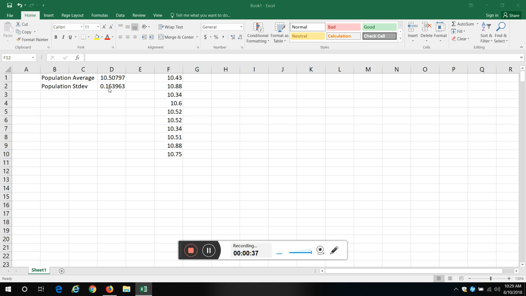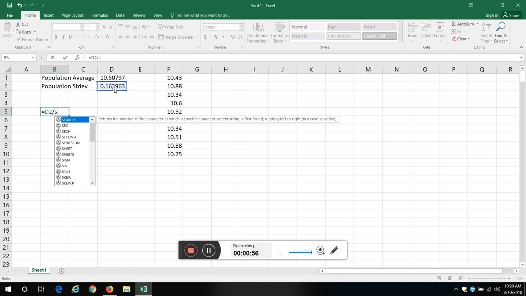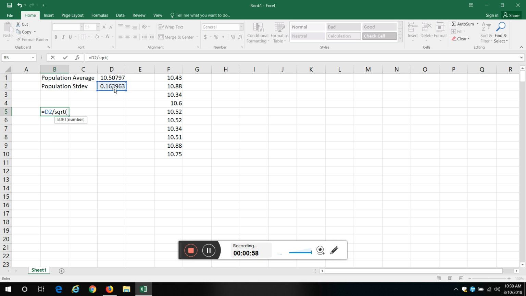So what I have to do first of all is look at this population standard deviation. I'm going to adjust that using the central limit theorem. The way I do that is it's equal to the standard deviation divided by the square root of my sample size, which is 1, 2, 3, 4, 5, 6, 10. So this becomes my new standard deviation. It's the standard deviation of the means.